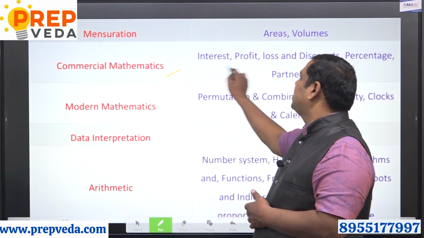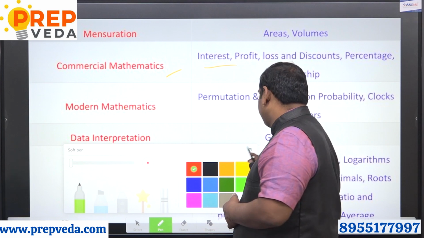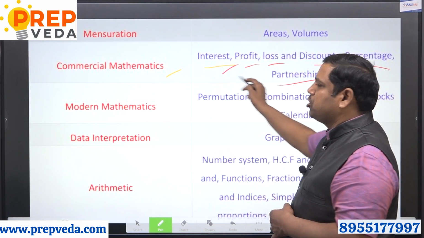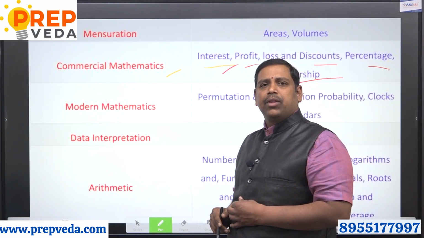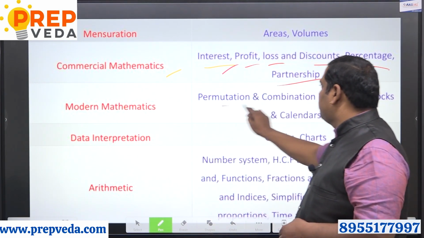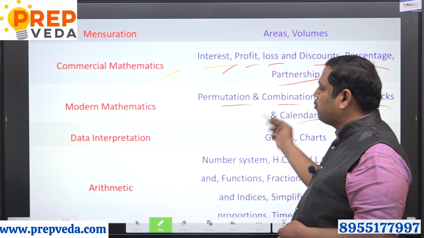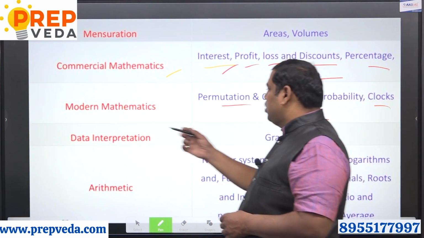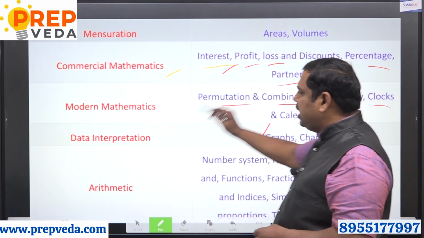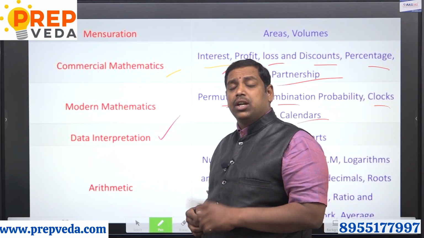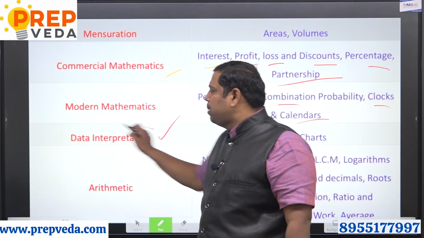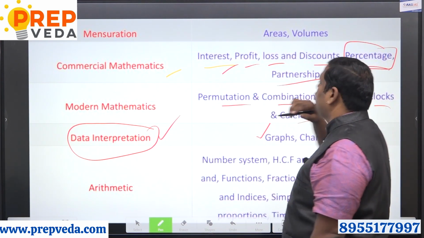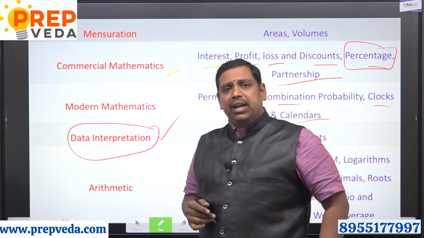Commercial mathematics means interest, profit and loss, discounts, percentages, partnership. And modern mathematics: permutations, combinations, clocks and calendars. Of course, clocks and calendars we can discuss even in reasoning. Coming to data interpretation, the most beautiful one, undoubtedly you will get more and more questions from data interpretation. Be careful. If you want to be perfect in data interpretation, you should be perfect in percentages as well as the calculation part. Don't worry, for calculation we will discuss even Vedic maths.